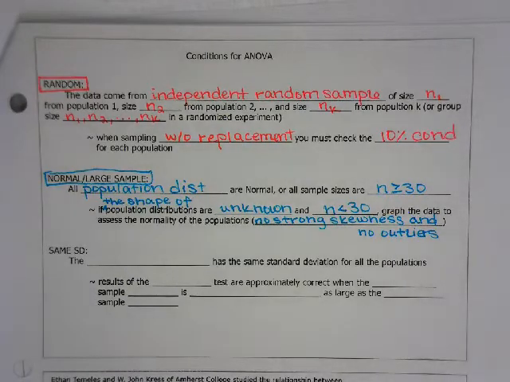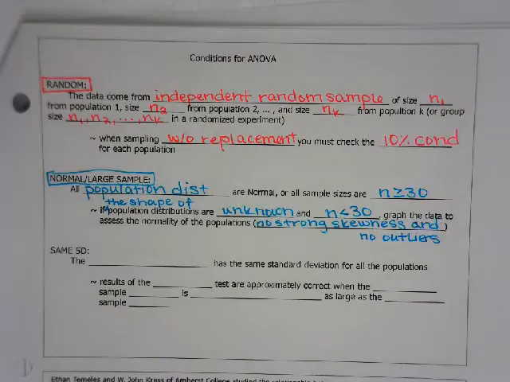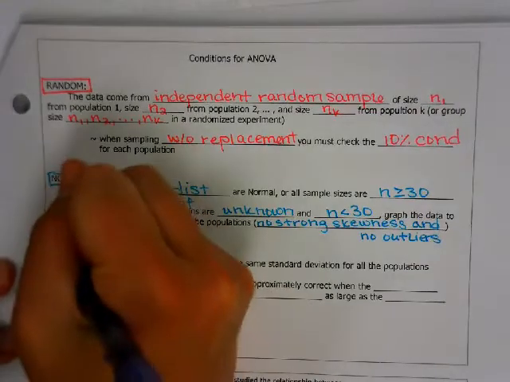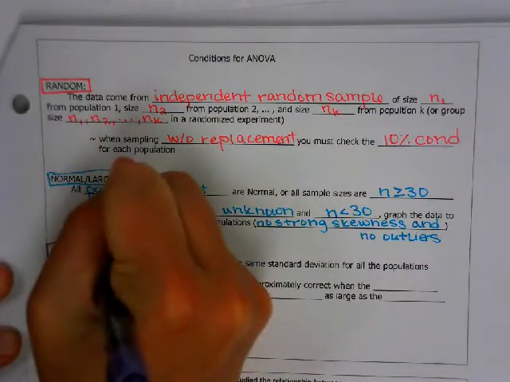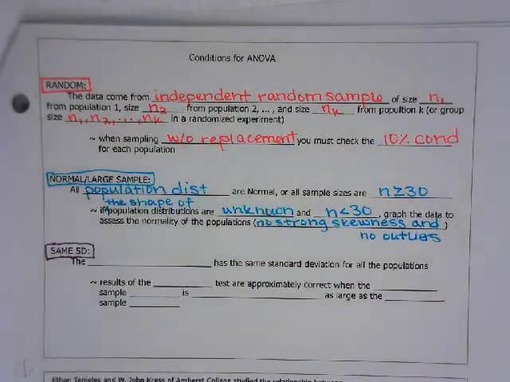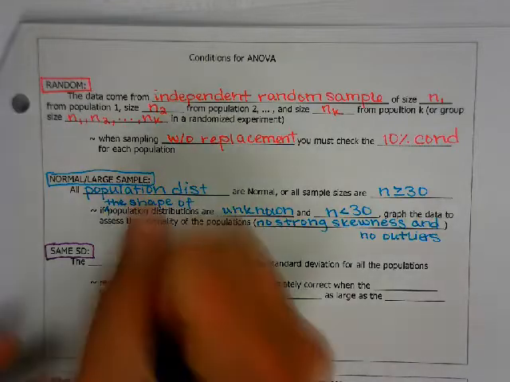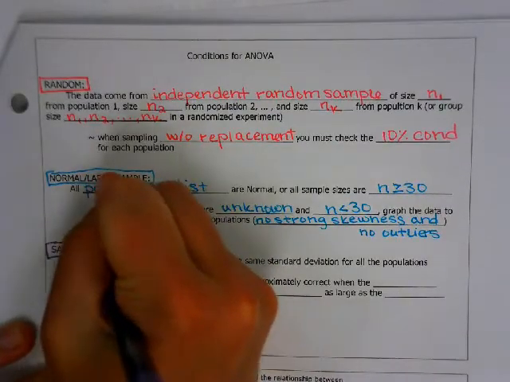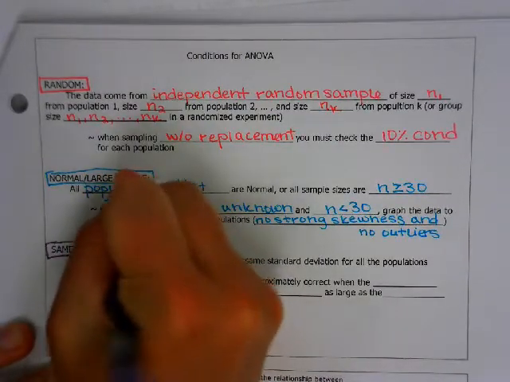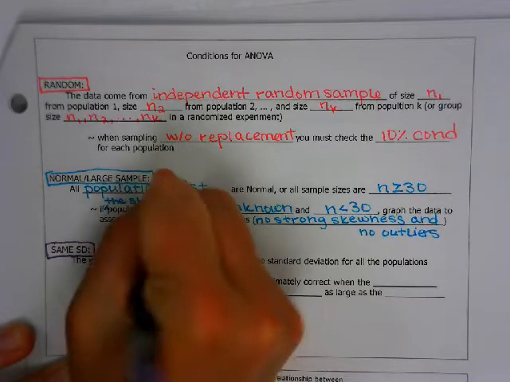Alright, where'd my purple one go? There it is. Alright, and then the last condition is same standard deviation. So this condition is new. The response variable has the same standard deviation for all populations.